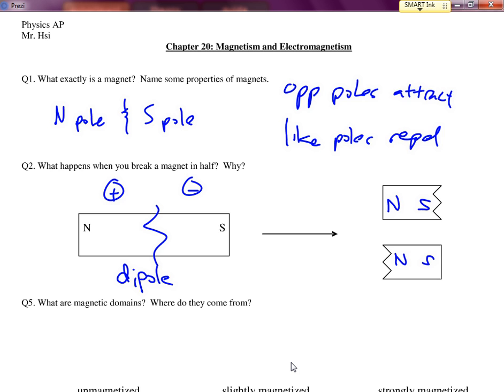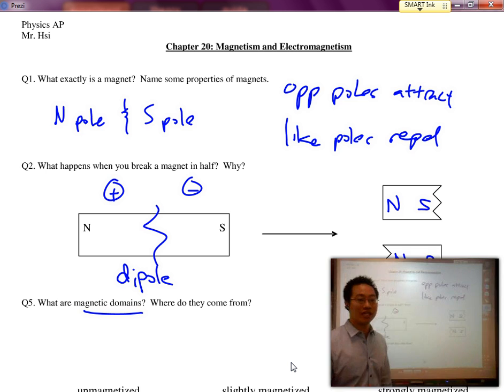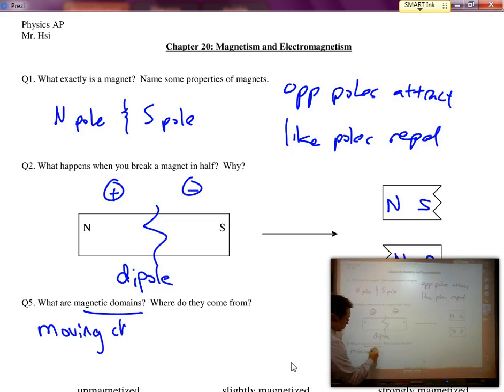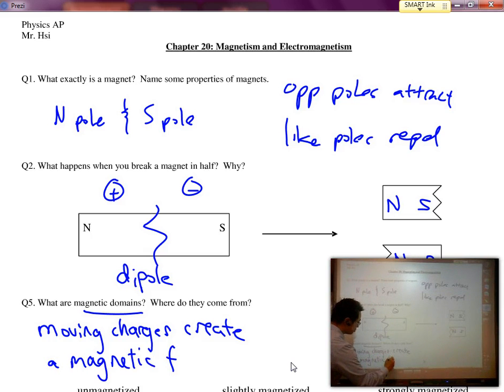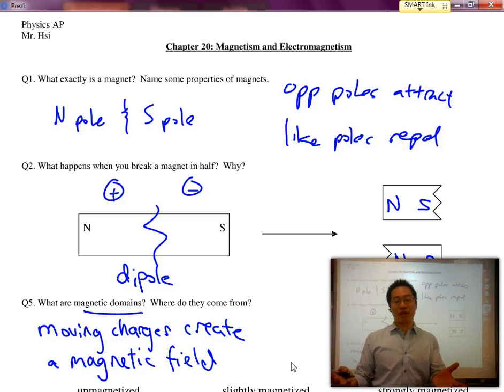Now, part of the reason for that is because of what we call magnetic domains within the magnet itself. You see, you're going to learn later on that moving charges create a magnetic field. So every object is composed of billions of protons, neutrons, electrons, and those electrons that are moving around generate a magnetic field. But most of the time when you talk about electron spin, they have opposing spins, so all those magnetic fields cancel each other out.